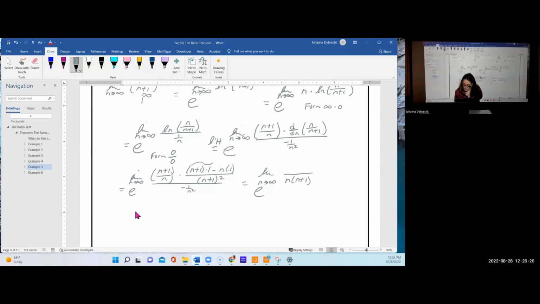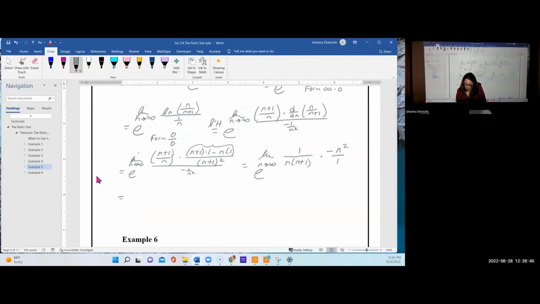And then I need to look at what happens with this part right here. Well, I have n plus 1 minus n, which just becomes 1 because the n's will cancel. So I get a 1. And then I can multiply this by the reciprocal of the denominator, which is negative n squared over 1. So one of the n's will cancel. And what do I get from this value? Well, keep going. This is a really long, difficult problem. And what I end up with is negative n over n plus 1.